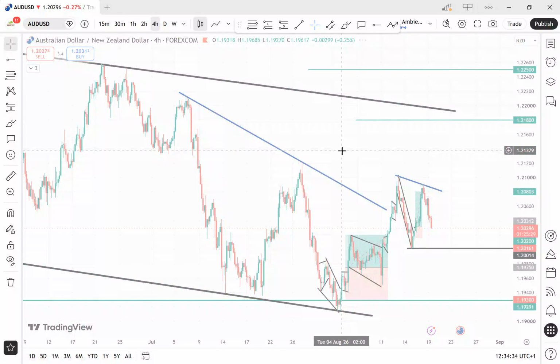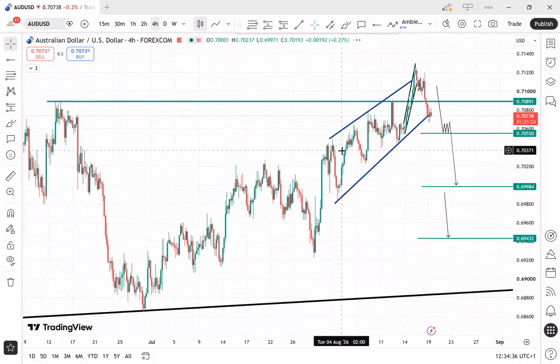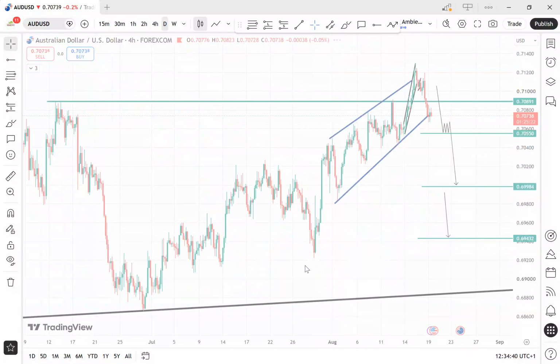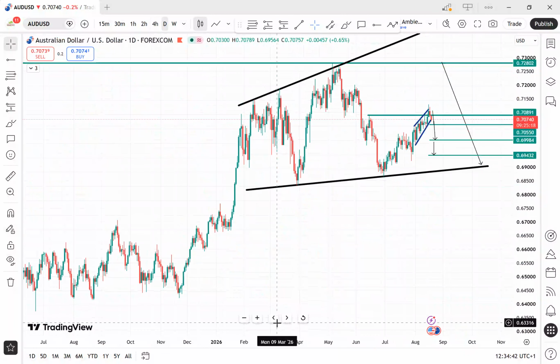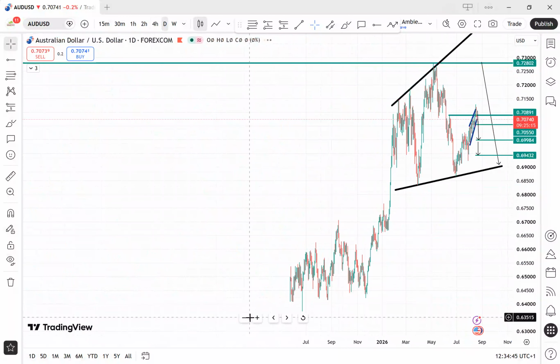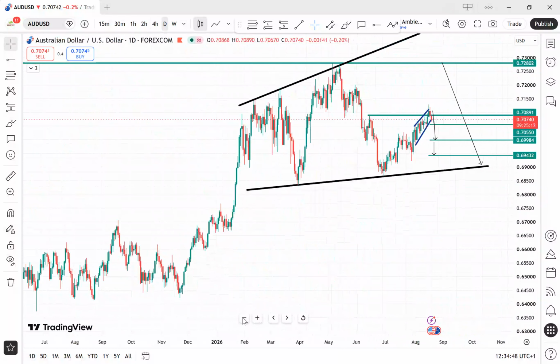Then we have AUD USD on the higher time frame. This is what we have on the higher time frame. As you can see, we have a previous high here on the weekly time frame.